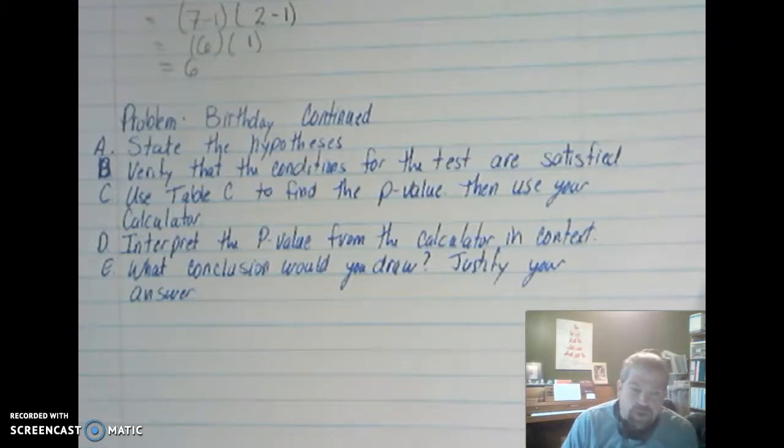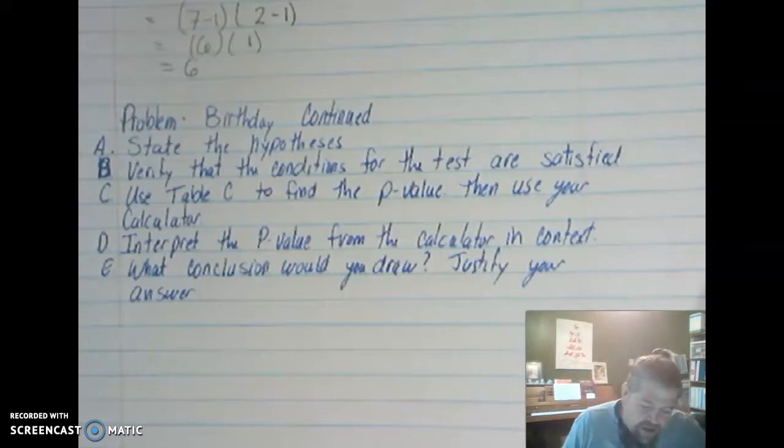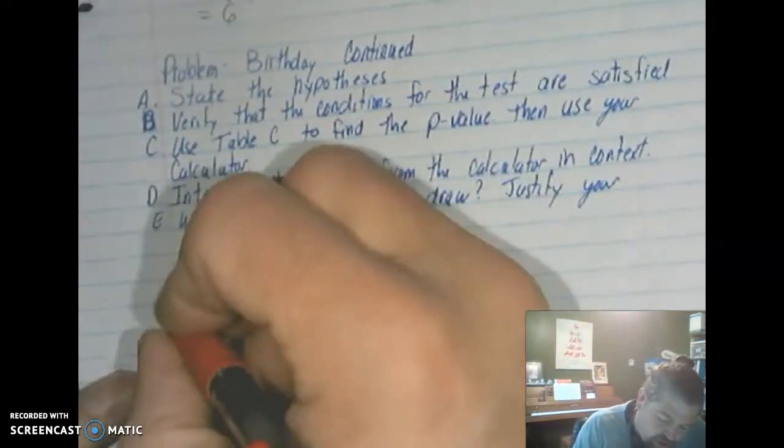Anyway, we are going to state the hypothesis. B, we're going to verify the conditions for the test are satisfied. We'll use table C to find the p-value. Then we'll use our calculator. We're going to interpret the p-value from the calculator in context. And then what conclusion would you draw? And we're going to justify our answer. All right, so a solution.